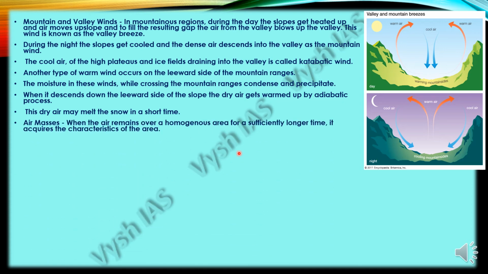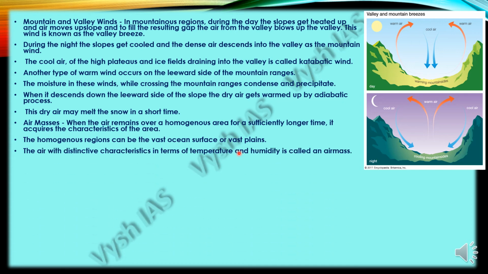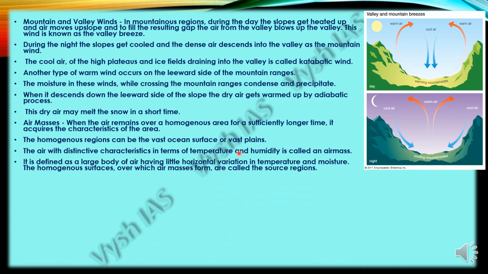Next we have the air masses. When air remains over a homogeneous area for a sufficiently long time, it acquires the characteristics of that area. It adapts to those conditions. The homogeneous regions can be vast ocean surfaces or even vast plains. The air with distinctive characteristics in terms of temperature and humidity is called an air mass. It is defined as a large body of air having little horizontal variation in temperature and moisture. Moisture is nothing but the water content.